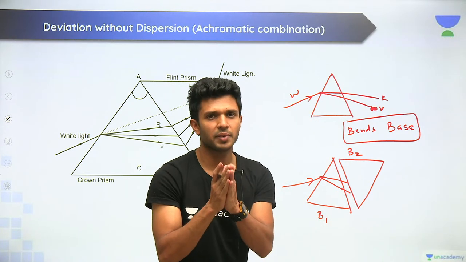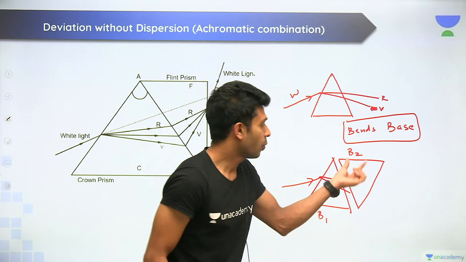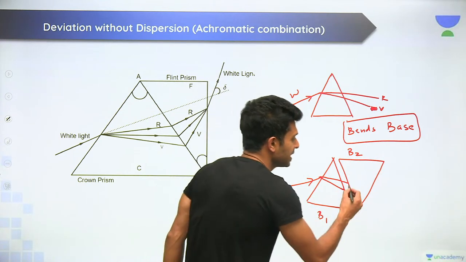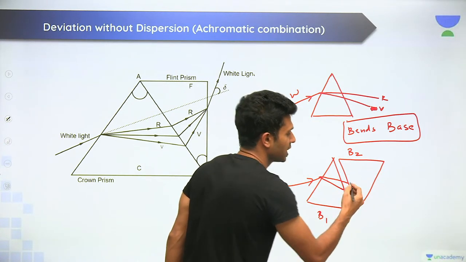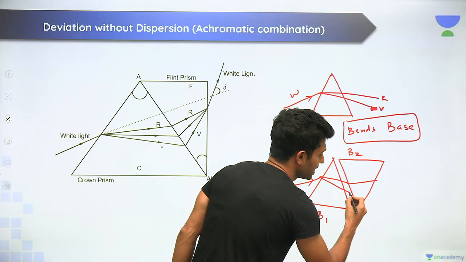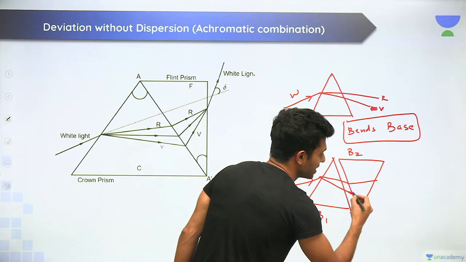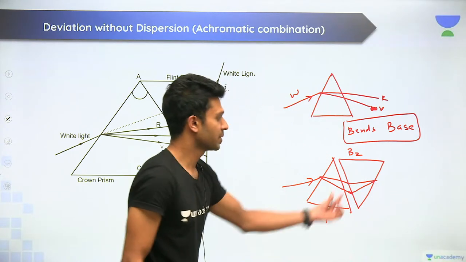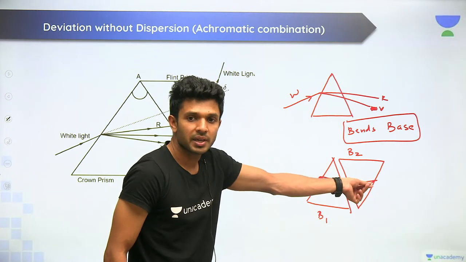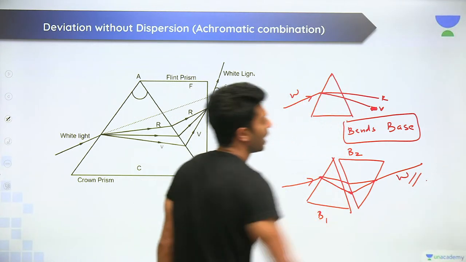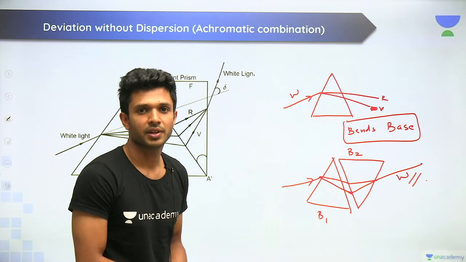Can you tell me what will happen right now? Once it enters into the second prism, we know that the light ray will be bending toward the base, and the possibility is that while the light rays bend toward the base passing through the second prism, they will converge again and come out as white light itself, right?